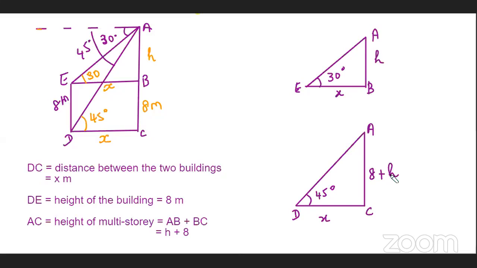Okay. So you have two triangles. Again, find your X and H. Add 8 and H to get the height of the multi-story building. Clear with the figure, all of you? Yes, ma'am. All have made these two triangles also. Should we move to the next? Yes, ma'am.